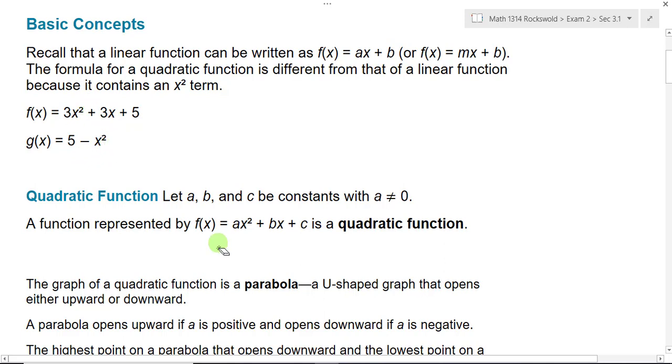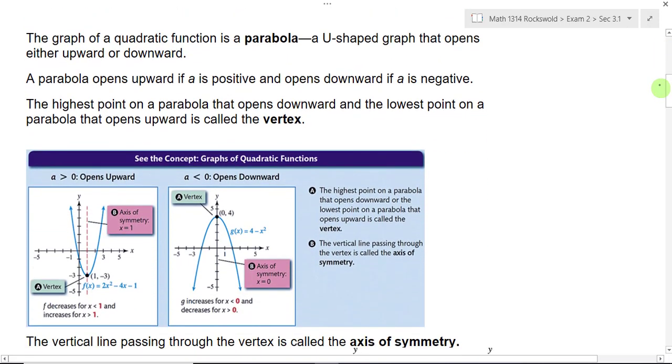Typically our quadratic functions will be written in this form: ax squared plus bx plus c. This is called a quadratic function. The graph of a quadratic function has a parabolic shape. That means that it's U-shaped, and it's either going to open up like this function here, or it's going to open down. The sign of the leading coefficient is what determines if the function opens up or down. The leading coefficient is what x squared is being multiplied by. In this case, that would be a. Whatever the x squared is being multiplied by is the leading coefficient.